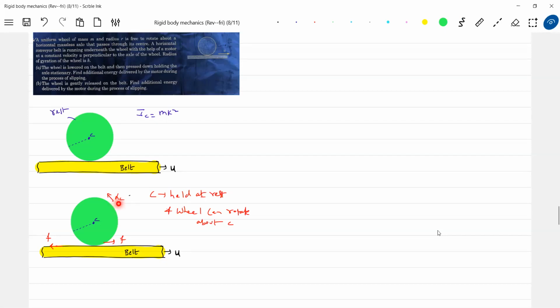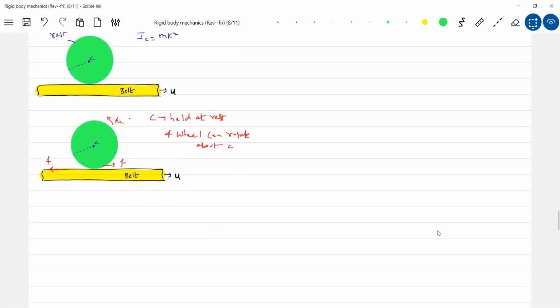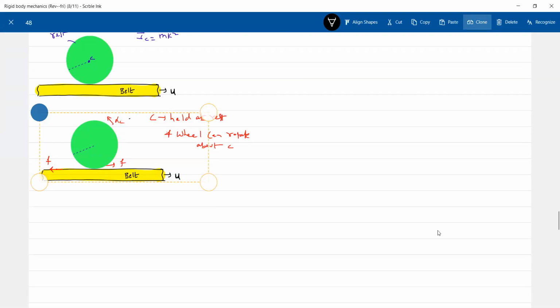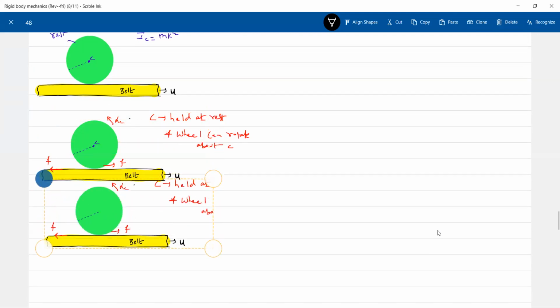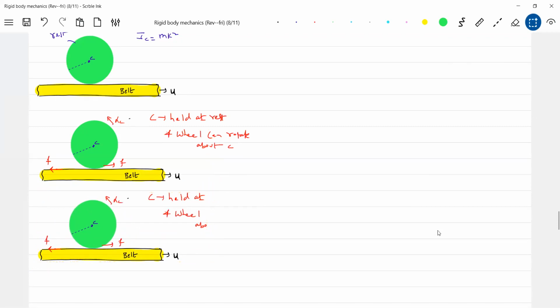Due to angular acceleration, what will happen to the wheel? It will acquire velocity. And finally, what will happen? At one point, when the velocity of this point equals this, no further friction will act. For the next, what is the condition that will arise? In an exam, you can directly write the answer. As a teacher, I have to explain, so I'm telling all this story.